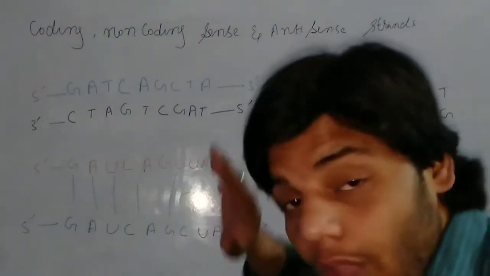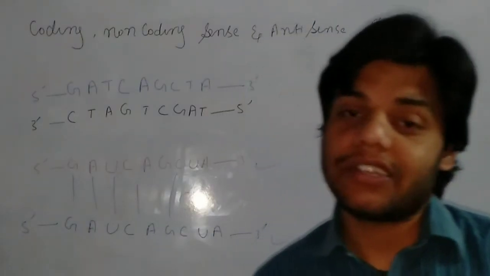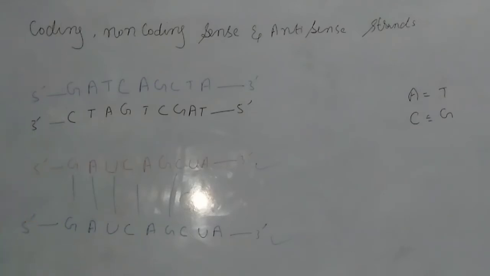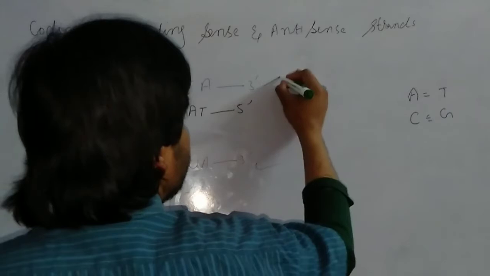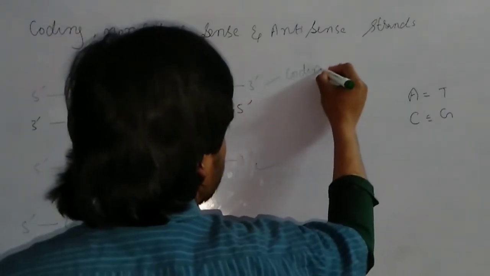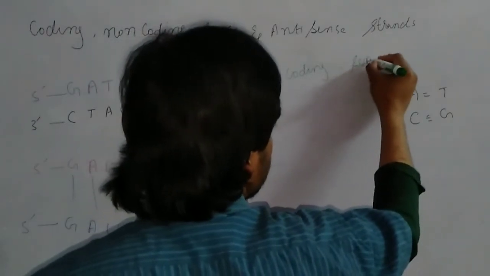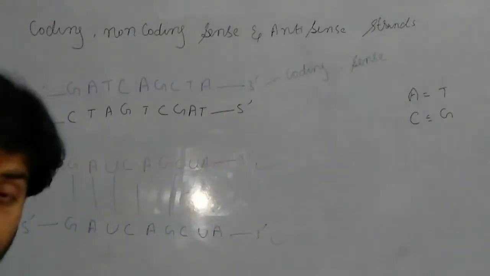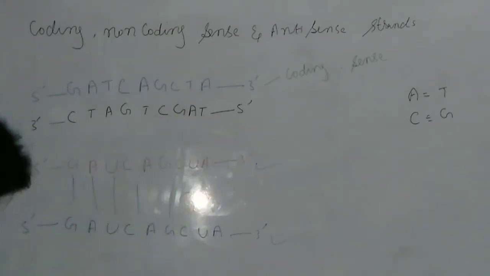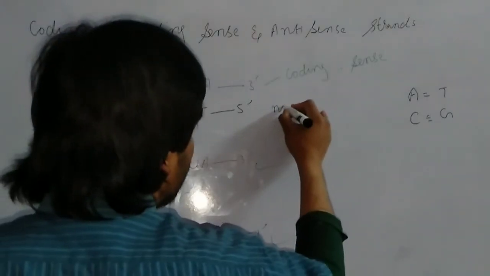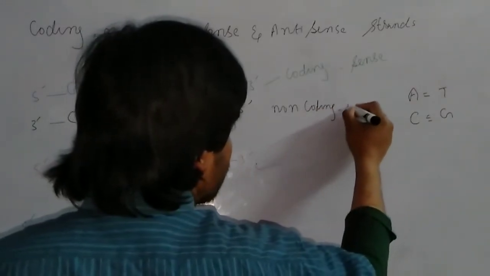Okay. Now, which one is the coding and which one is the non-coding? Which one is the sense and which one is the antisense? Remember, if the strand has 5 to 3 prime direction, this strand will be called the coding strand. And we also call it the sense strand as well. But if the strand has the 3 to 5 prime end, it will be called the non-coding strand. Or it is also called antisense.